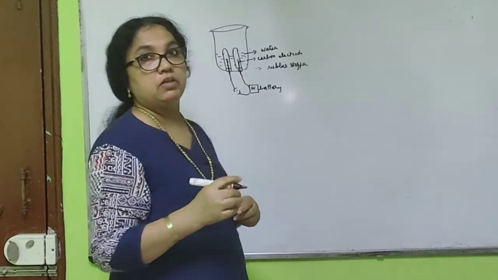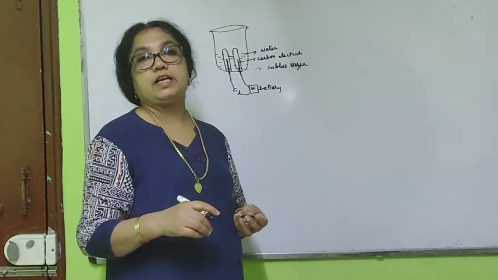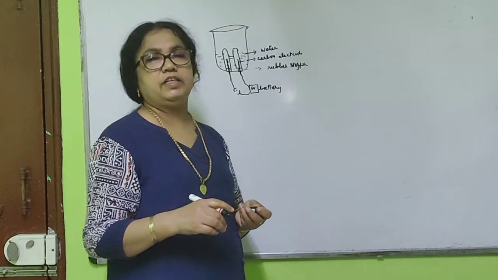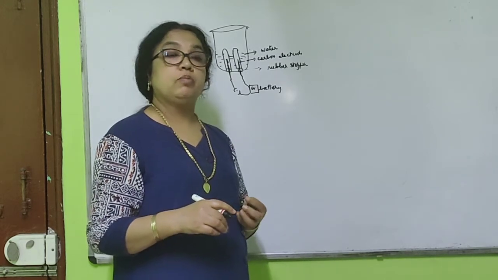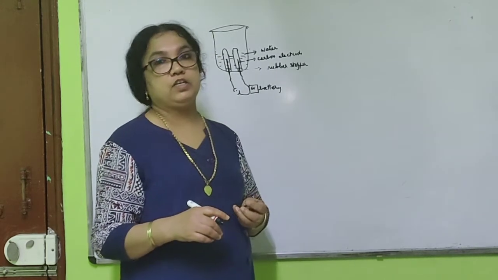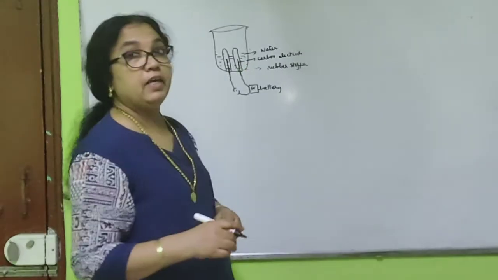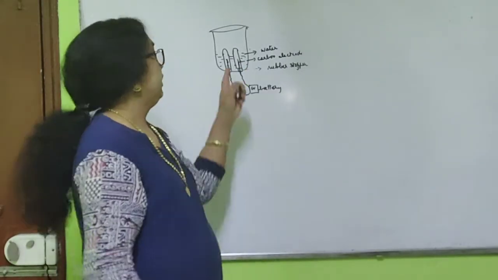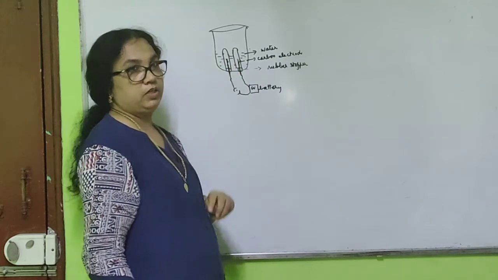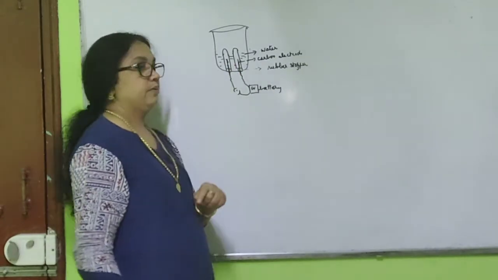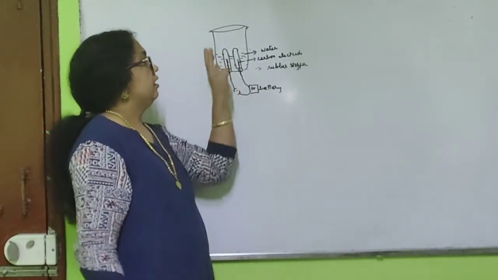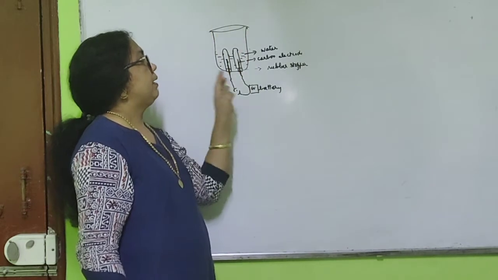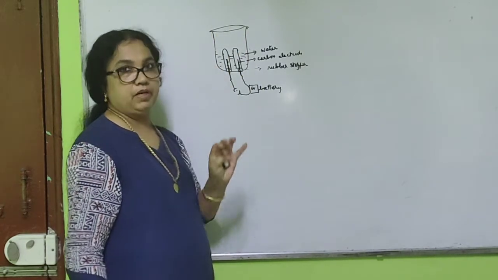dilute sulfuric acid? We know water is a non-conductor of electricity. Tap water is a little conducting. So to make it a good conductor of electricity, we have to add a few drops of dilute sulfuric acid to water. Then switch on the battery. Then keep this apparatus undisturbed for some time.